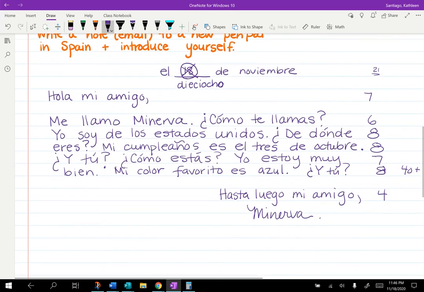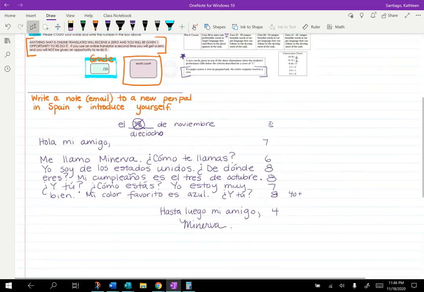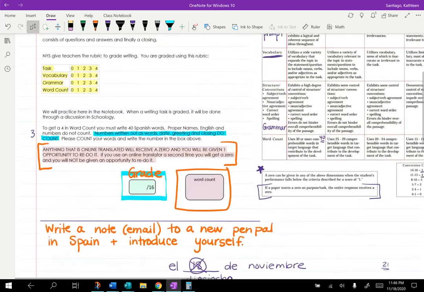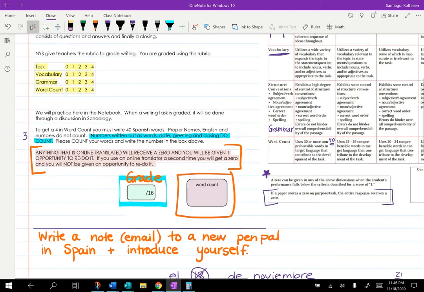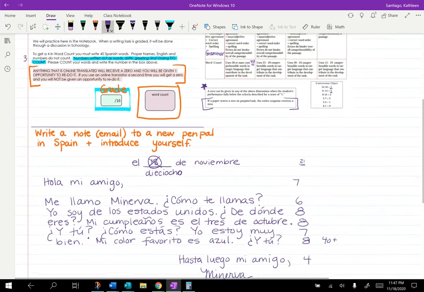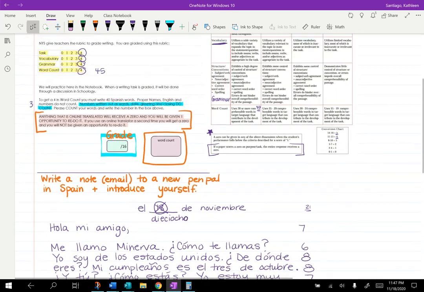So now if I went back up to grade this one, okay, so did we follow the task? Did we write an introductory email? Yes. So I'm going to put a 4. Our vocab was good. Our grammar was good. And our word count was at probably around 45. I'd have to go back and add those numbers up again to see, but I know it was above 40.